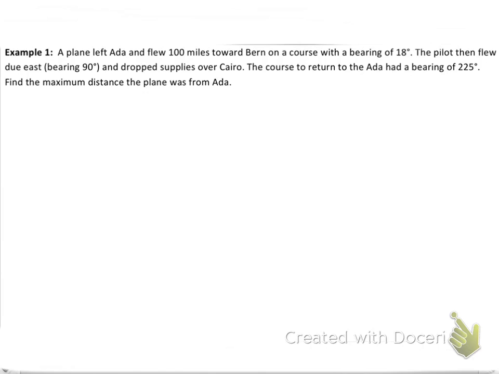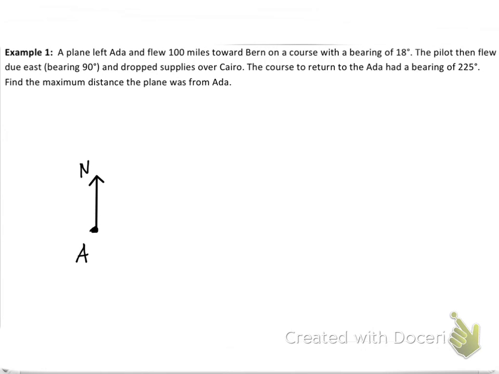So we have a plane left Ada and flew 100 miles towards Bern on a course with a bearing of 18 degrees. So this is how I'm going to do this. I'm going to make a point. And I don't feel like writing Ada, so I'm going to write A. Due north would be this direction on our map that we're drawing right now. That would be due north.